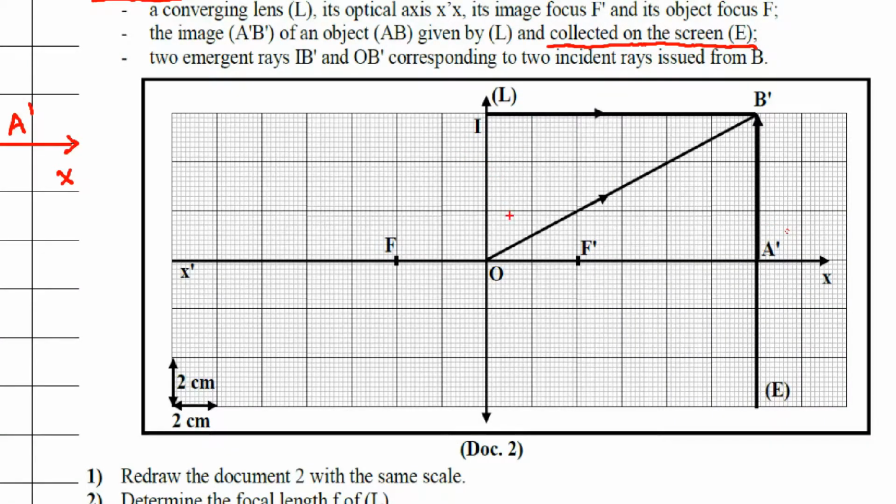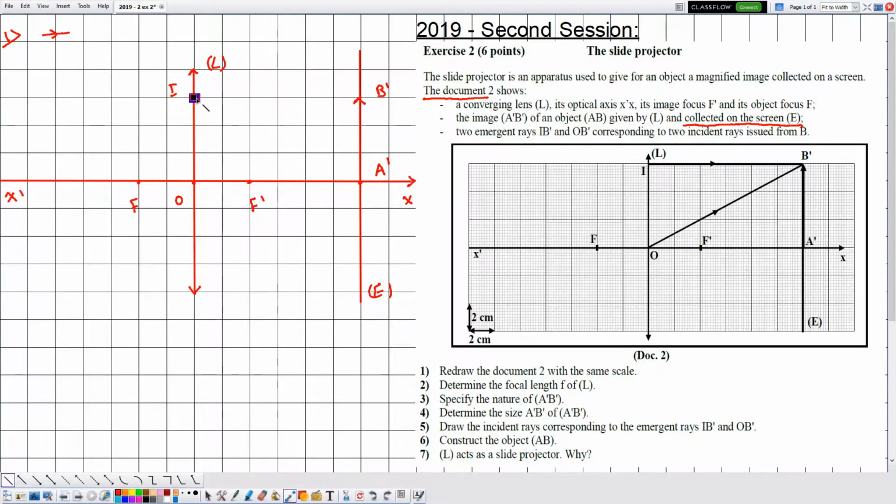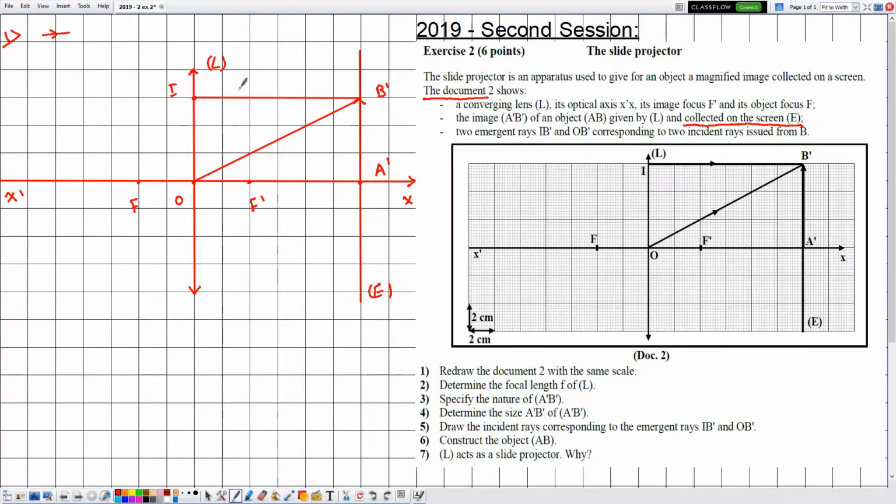Now the point I is located 1, 2, 3 divisions on the lens upward. This is the screen E. Now IB prime corresponds to an emergent ray, and OB prime corresponds to another emergent ray. And we don't forget arrows on light rays that indicate the direction of propagation of light. And the scale is given by 2 centimeters along the x-axis and 2 centimeters along the y-axis. So this is it for part 1. Hope we didn't forget anything.